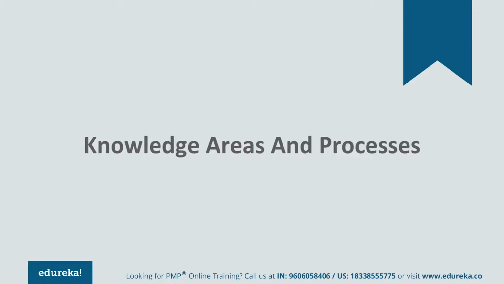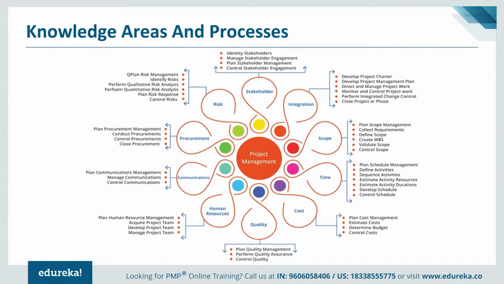Then let's move on to the knowledge areas and processes. Now, since you all aspire to become certified project managers by completing your PMP certification successfully, it's important to learn about the knowledge areas and the processes that are published through PMBOK, which is the official guide by the PMI. So in PMBOK, you'll find there are 10 different knowledge areas and there are 49 different processes.